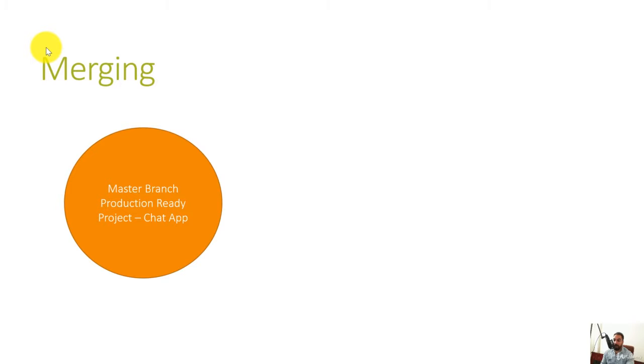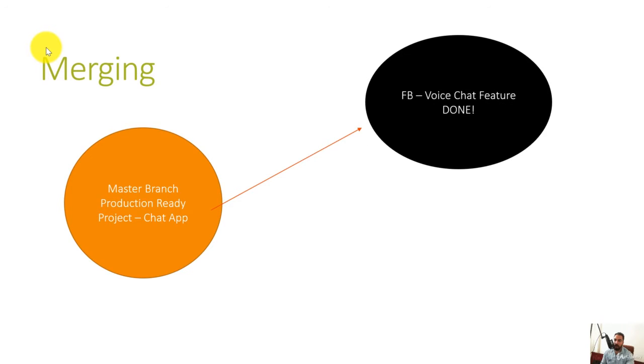Now, for example, its name is chat app. Now we want to add a new feature called voice chat to the application, but we don't want to interrupt the master branch. So now we are creating a new branch, and its name is FB. For example, FB stands for first branch. The name of the feature is voice chat feature, and for example, it is done. We have successfully added the voice chat feature to our application.